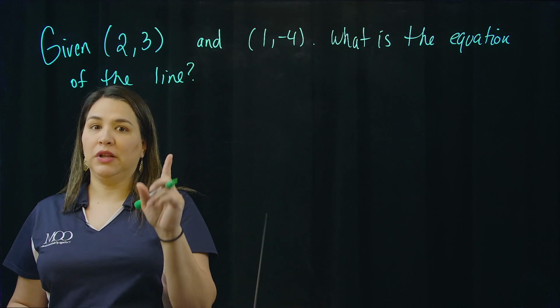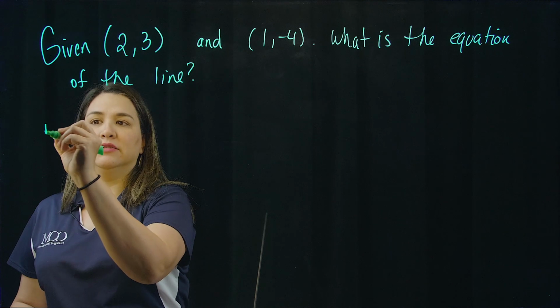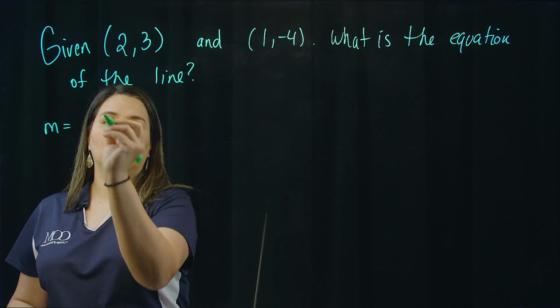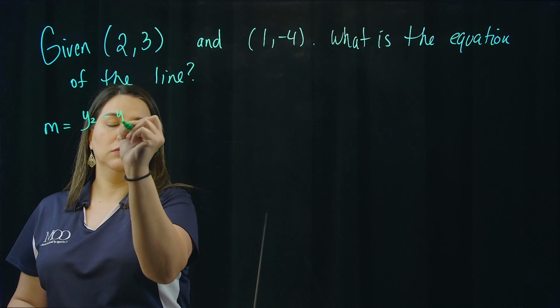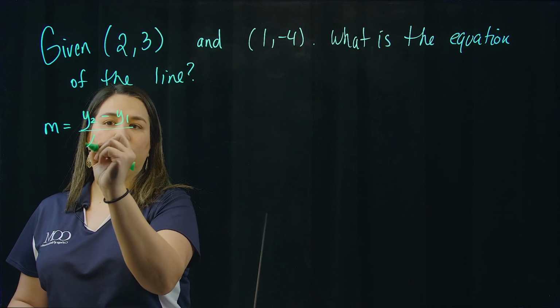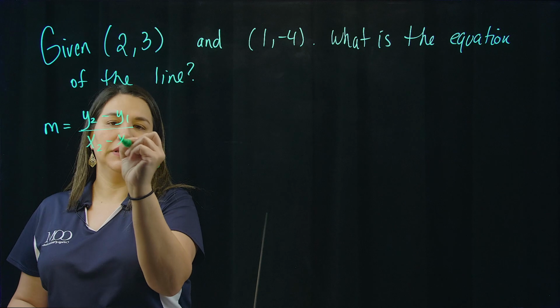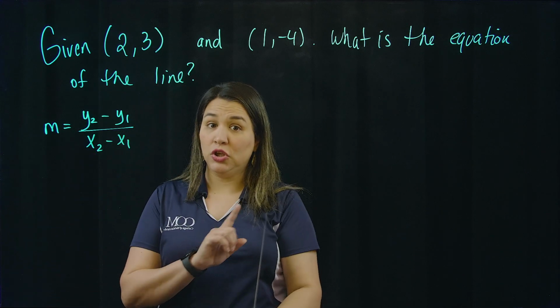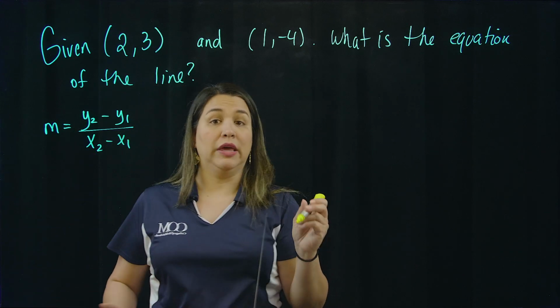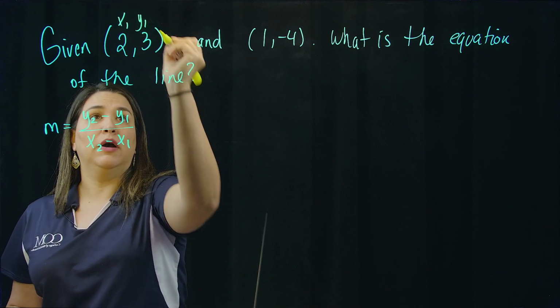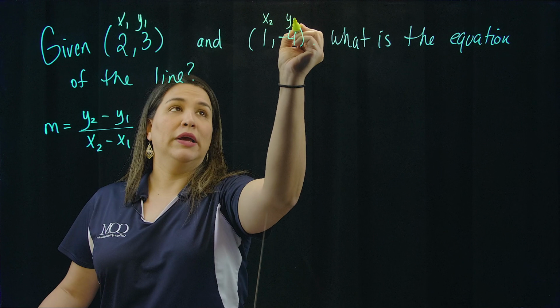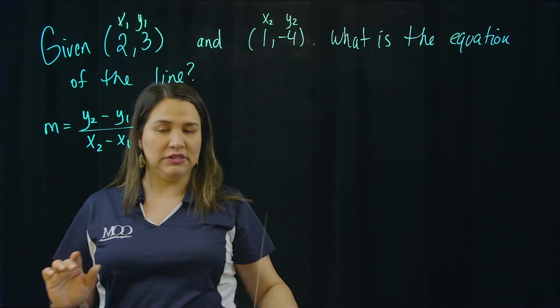We have a formula that we have seen before, and that is the formula to find the slope. That formula is y sub 2 minus y sub 1 over x sub 2 minus x sub 1. My recommendation to you all the time is that you label your points: x1, y1 for the first point, x2, y2 for the second. That way you won't make any careless mistakes.